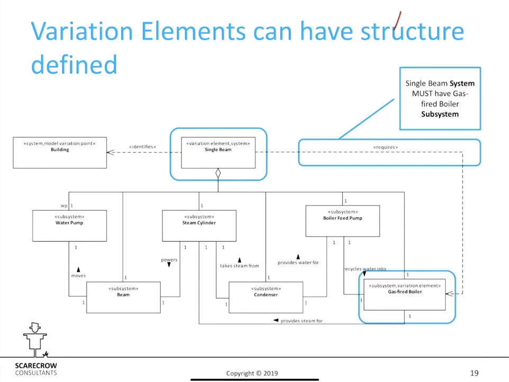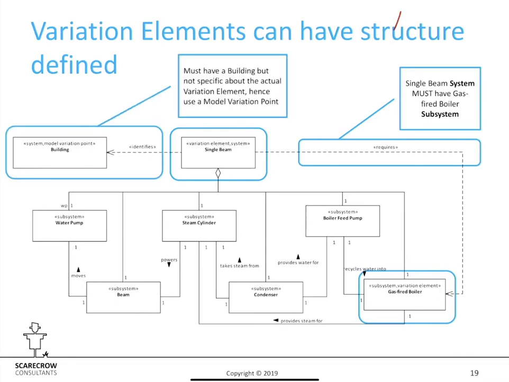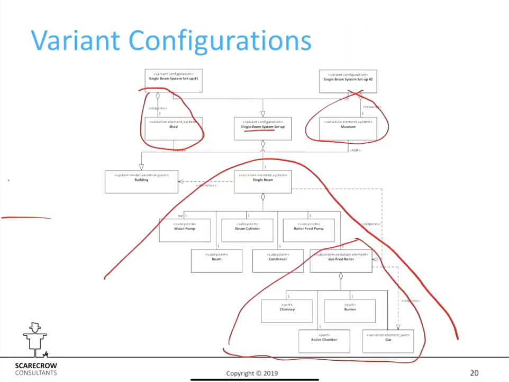So we define our structure, which can make use of other variation elements. It can make use of variation points where we don't care what kind of variant of building it sits in. It can be in any kind of variant. Then we define the actual configurations of those things that can vary. So yes, we can vary the boiler. Yes, we can vary the building. Yes, we can vary the fuel. These are now the ways that we're actually going to put those together to build our system.